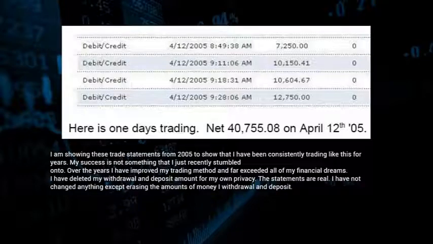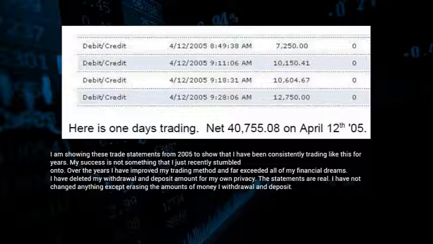I've deleted some of my withdrawal and deposit amounts for my own privacy in these statements, but the statements are real. This is my live account. This is not a demo account. And I have not changed anything except erasing the amounts of money I withdrew or deposited on these screenshots.